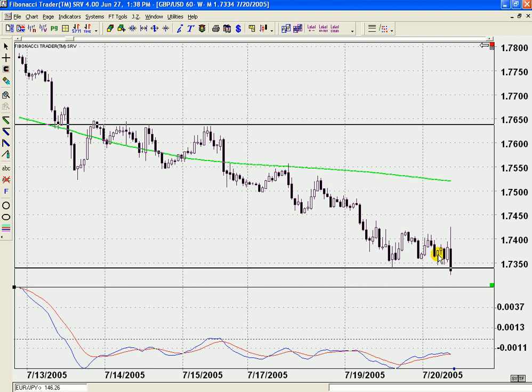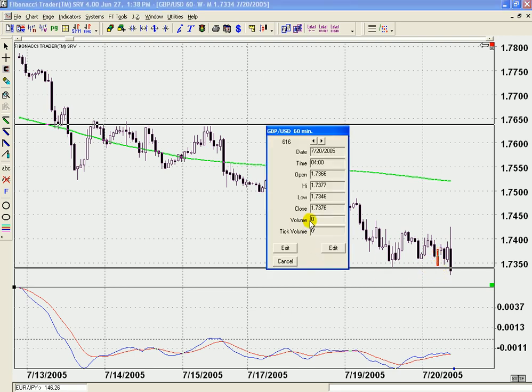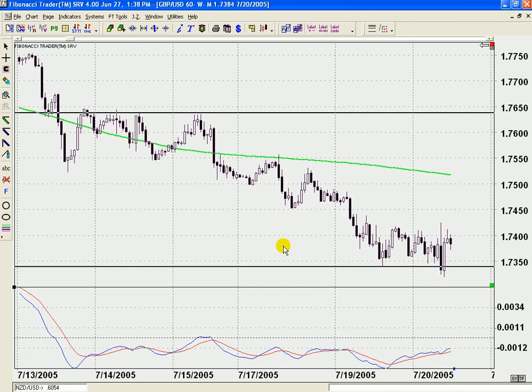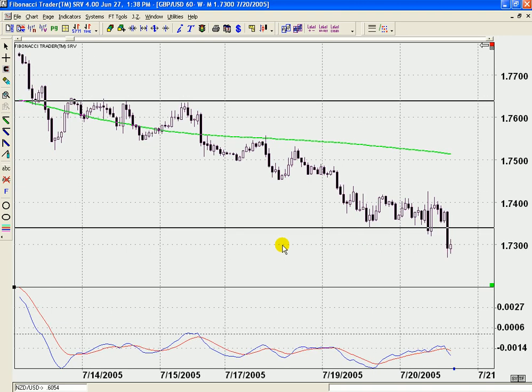I want to show you this. From this low right here, 73.46, it bounced as high as 88. 40 pip bounce off the low, even higher, 94. From 46 to 94, and then up to 74.25 before moving lower.